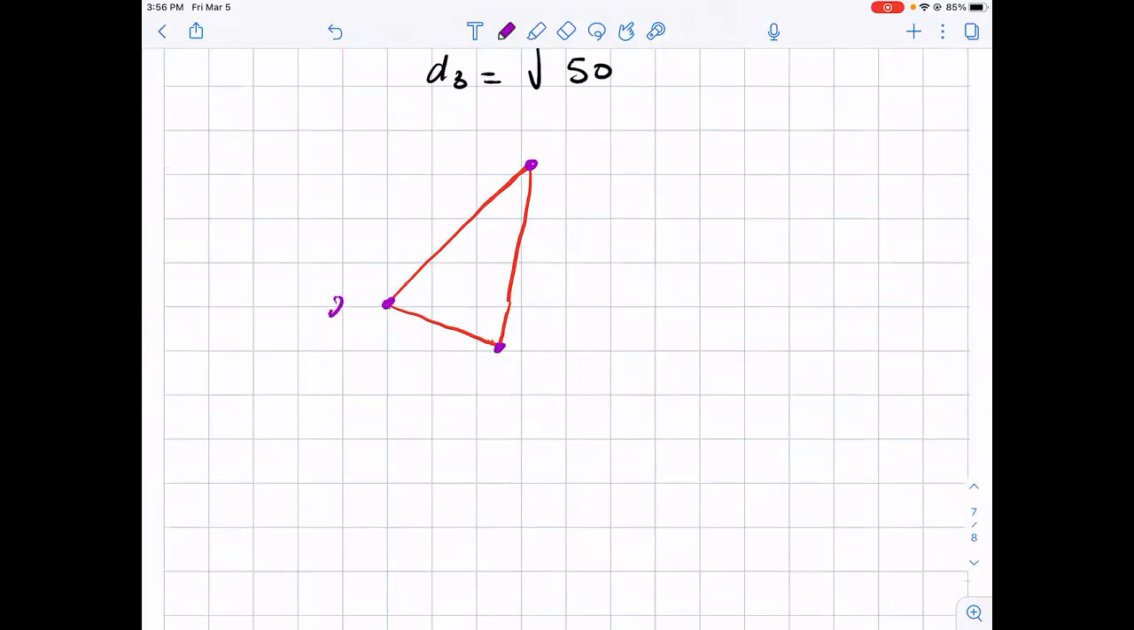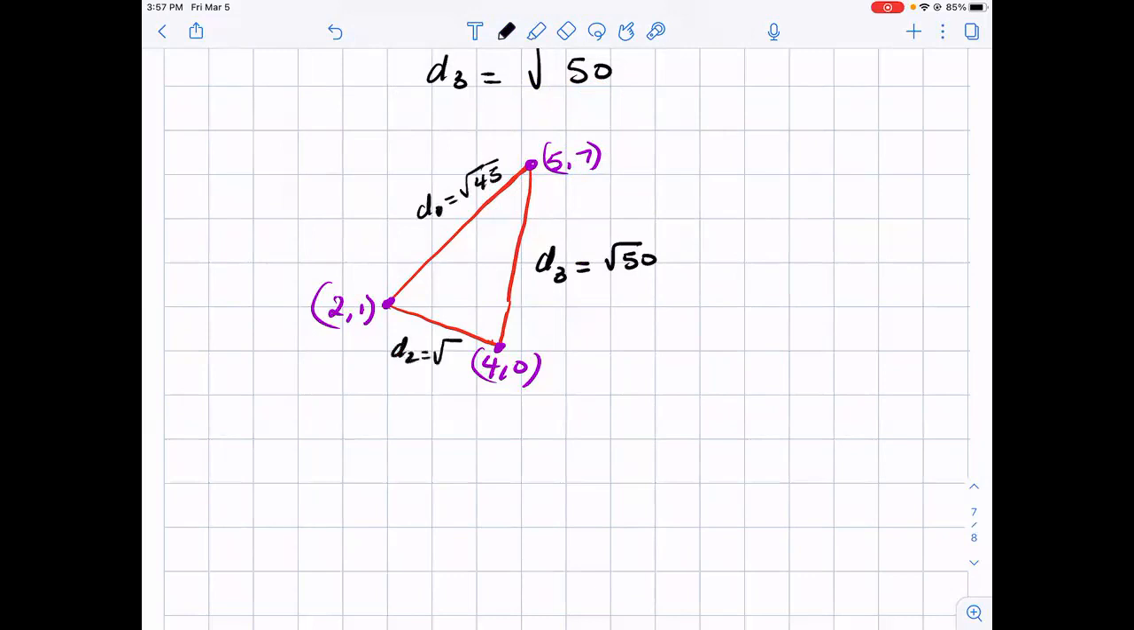This is the point 2, comma 1. This is the point 4, comma 0. And this is the point 5, comma 7. And we saw that D3, D2, yeah, D3 is equal to the square root of 50, right? D1 is the square root of 45, and D2 is the square root of 5.